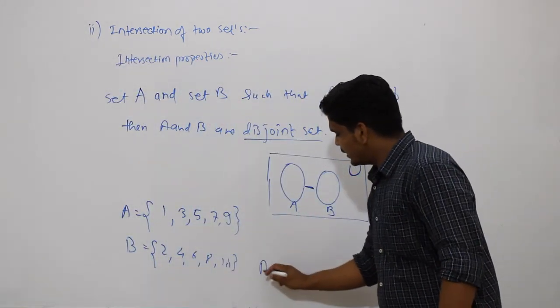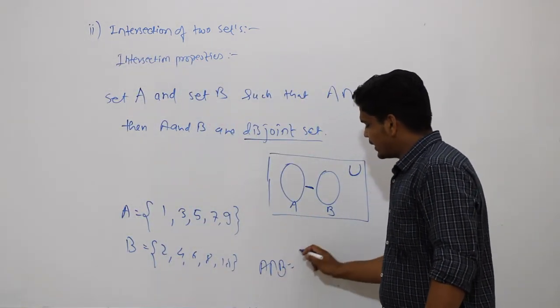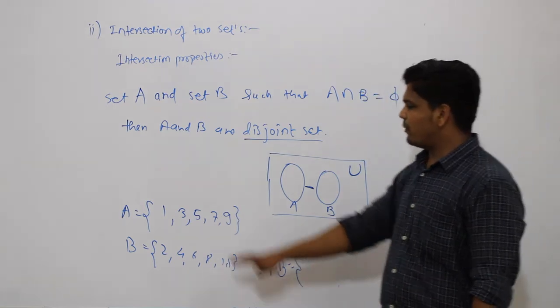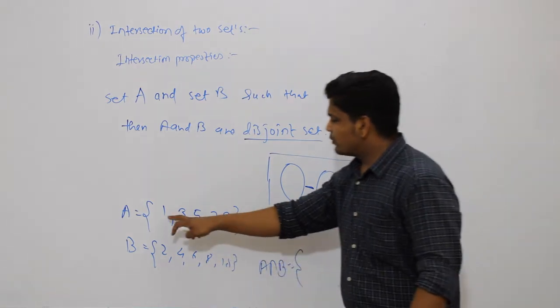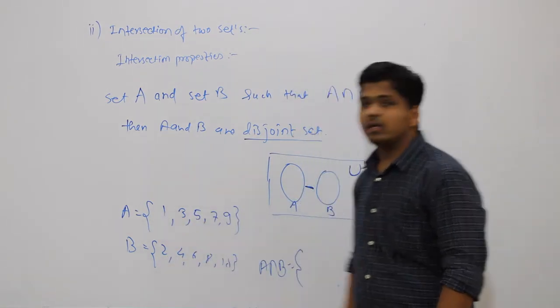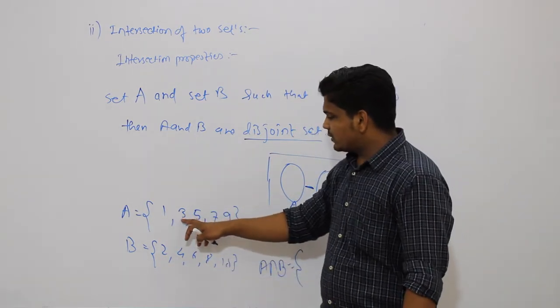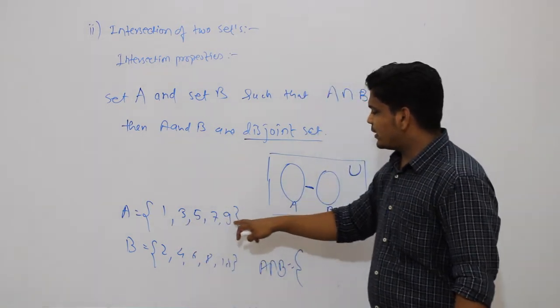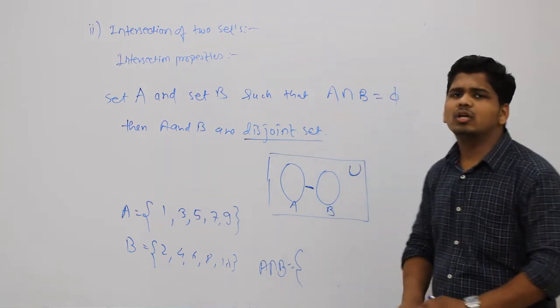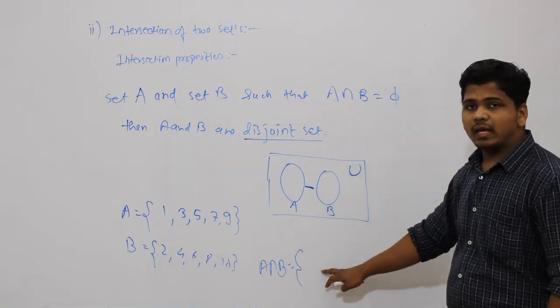I will calculate A intersection B. I will take elements from A, and that element must be in B also. Now 1 is from A but 1 is not in B, therefore I cannot consider 1. For 3, there is no 3 in B. Similarly 5, 7, 9 are not in B. Therefore I cannot consider those elements in my A intersection B.